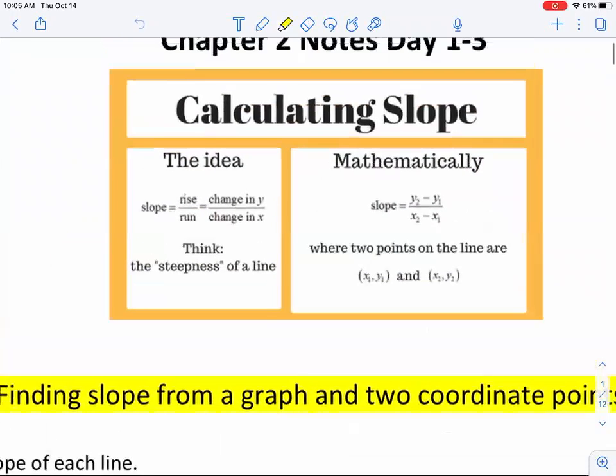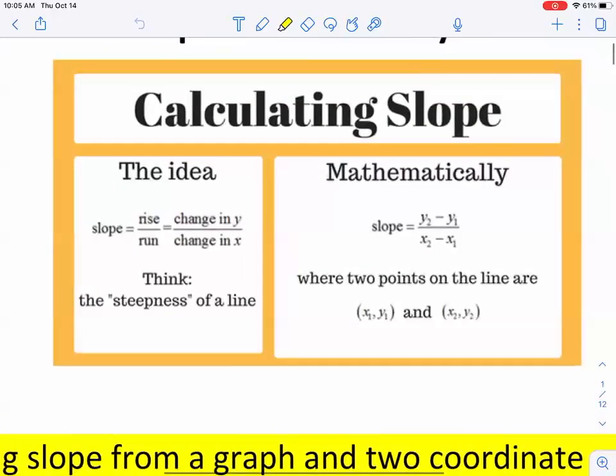Looking at this, the idea of slope, there's a couple ways to think about it. Rise over run is one way to think about that. That's if you're looking at it graphically, and that's what we're going to do first, is look at it graphically and just think rise over run. Rise means up and down, and run means left and right.